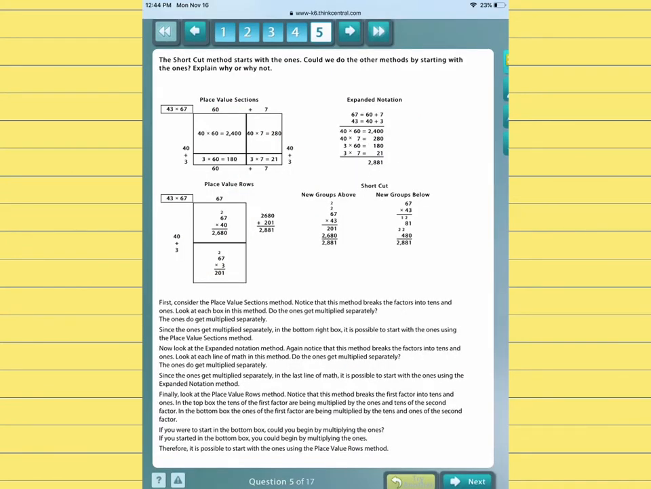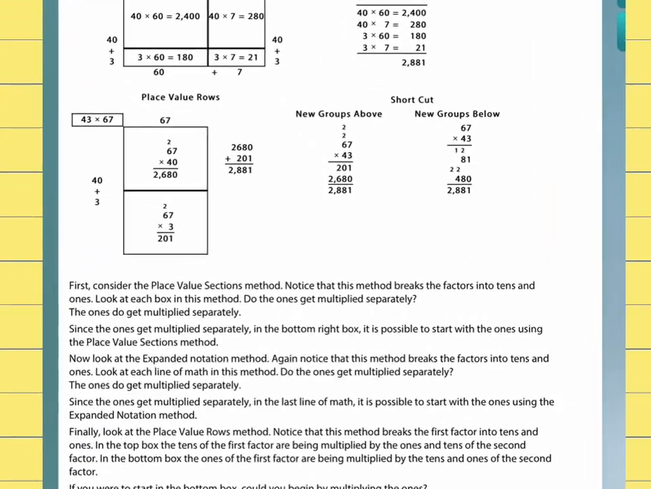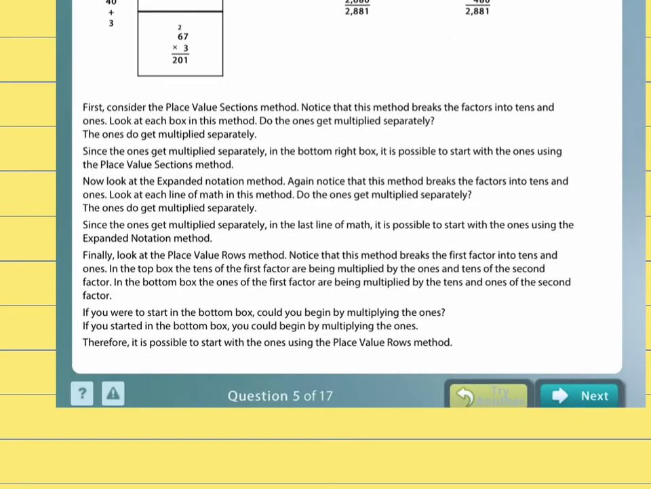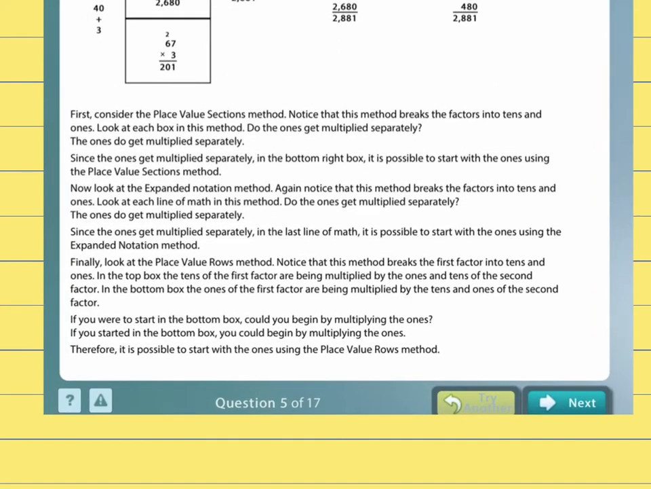Alright, like I just said, let's find out what they want us to know. So, this is the answer. This is the ThinkCentral answer to that problem. So let's find out. First, consider the place value section method. Notice that this method breaks the factors into tens and ones. So place value section is tens and ones. Look at each box of this method.